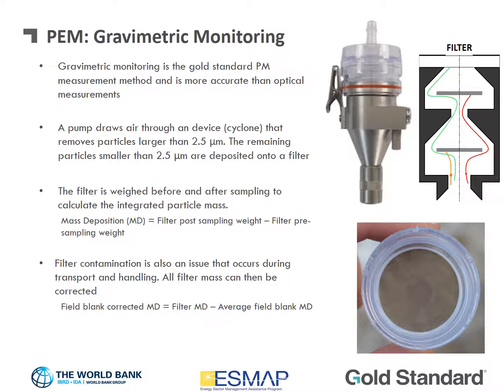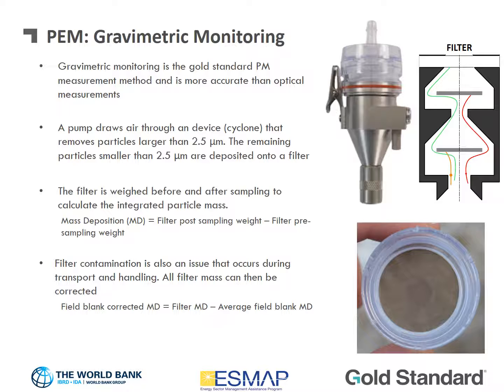Just briefly, gravimetric monitoring consists of a pump that draws air through a cyclone, which is shown here, this metal object. And a cyclone uses particle physics along with a very precisely set flow rate to remove particles that are larger than 2.5 micrometers. The particles that are smaller than or equal to 2.5 microns are deposited onto a filter. And this filter has been pre-weighed, so it was weighed prior to sampling, and then it will be weighed again after sampling.